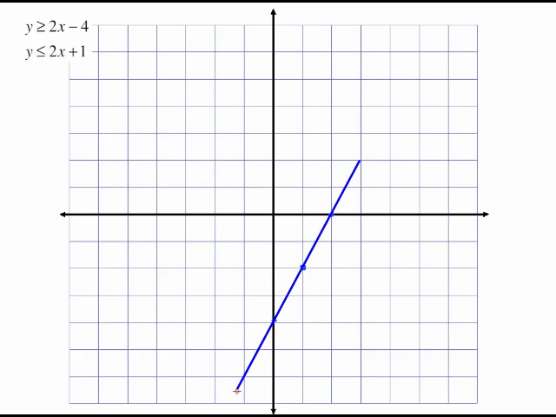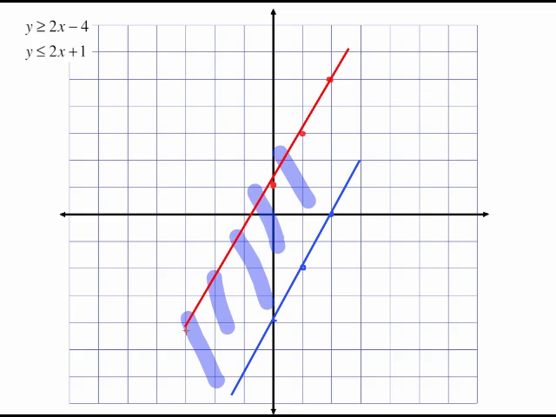It is a solid line because it is greater than or equal to. Because it is greater than, we will shade above. So it would be all of this. The other one says y less than or equal to 2x plus 1. So for that one, I have a y-intercept of 1, a slope of 2, up 2 over 1. Draw the line. It is solid because it is less than or equal to. And this one is going to be shaded underneath.